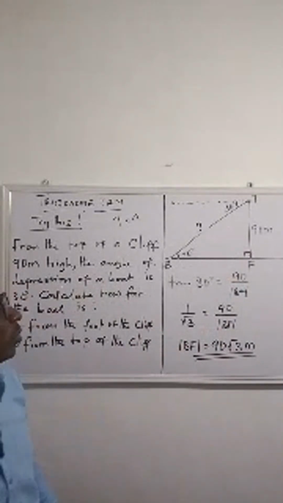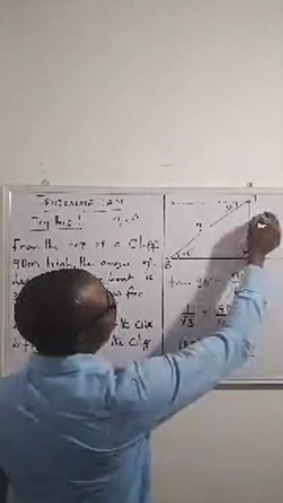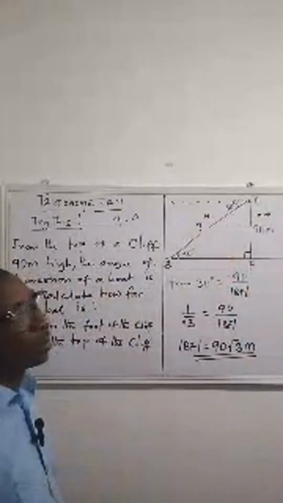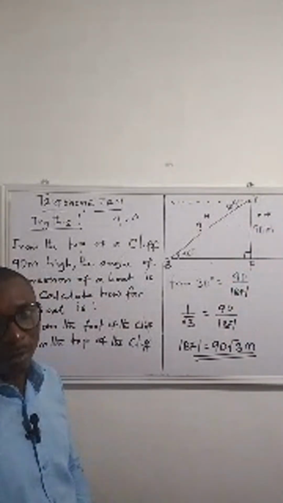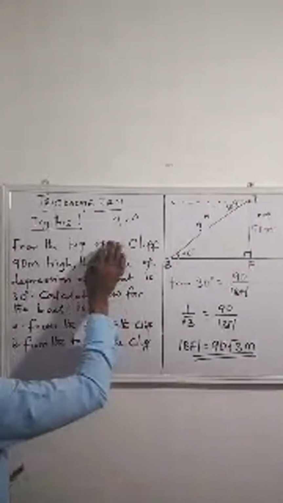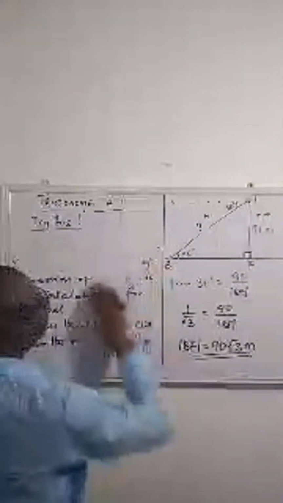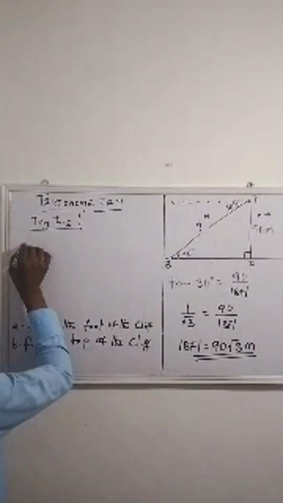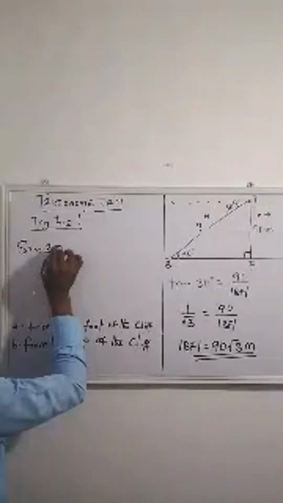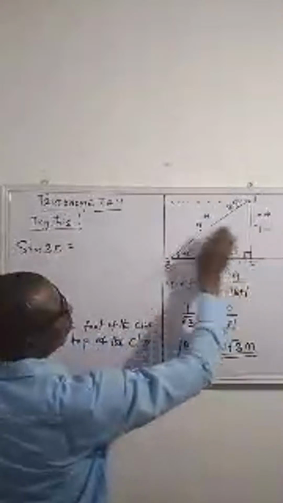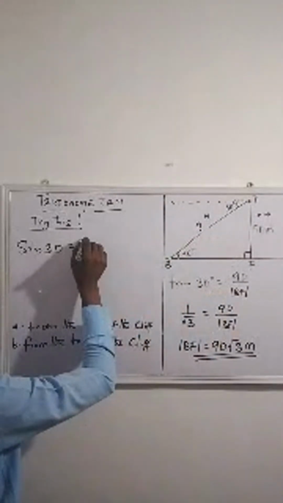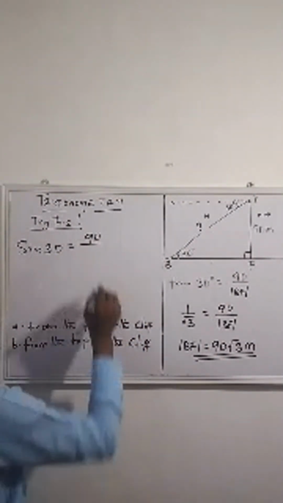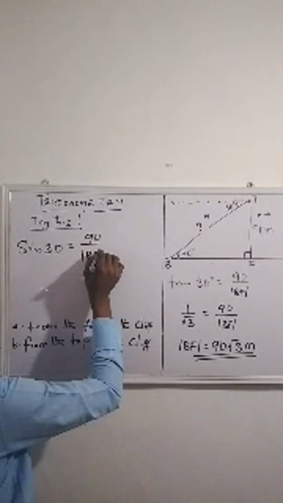Now, we want to connect opposite and hypotenuse. So that is going to be opposite and hypotenuse. All right, now let's see that. So we have sine 30 equals opposite over hypotenuse. So opposite is 90 and the hypotenuse is what you are looking for. So hypotenuse is BT.